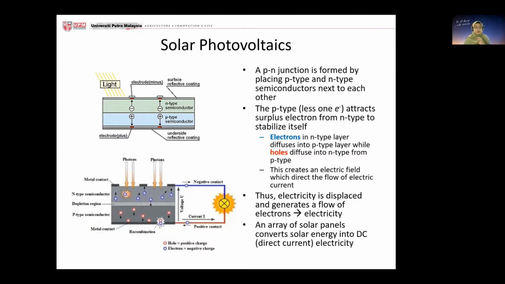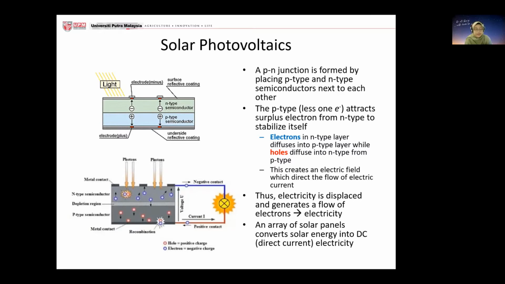And this is one. So imagine we have an array of solar panels, and all of these, the mechanism is similar, and it converts solar energy into direct current electricity. Always remember, solar PV generates DC, direct current. If you look at your house appliances, most of them use AC, alternating current. That means you cannot directly use the electricity from solar photovoltaic.